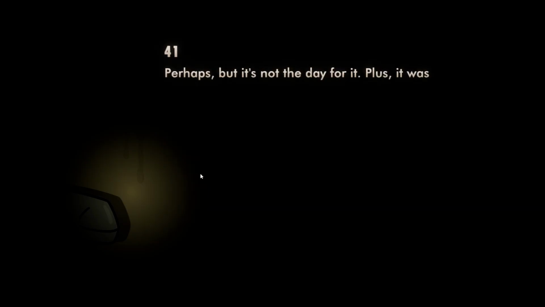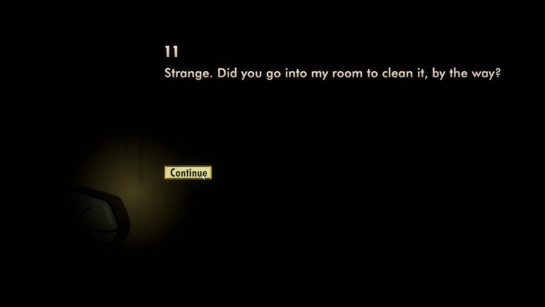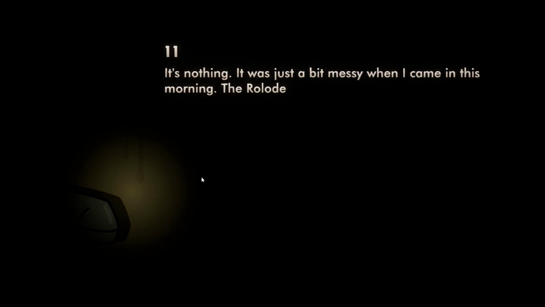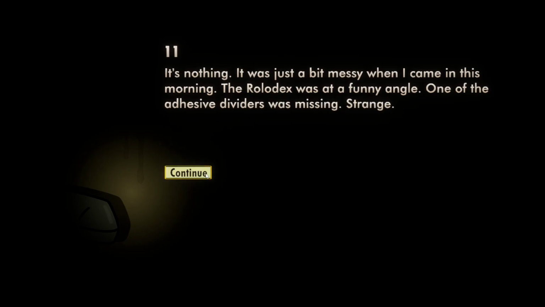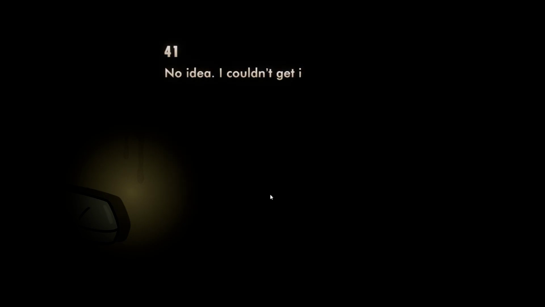Perhaps, but it's not the day for it. Plus, it was clean. No stains or anything. Strange. Did you go into my room to clean it, by the way? No, why? It's nothing. It was just a bit messy when I came in this morning. The Rolodex was at a funny angle. One of the adhesive dividers was missing. Strange. No idea. I couldn't get in without my card. Well, in future, use the code. It's 0910. Oh, excellent.